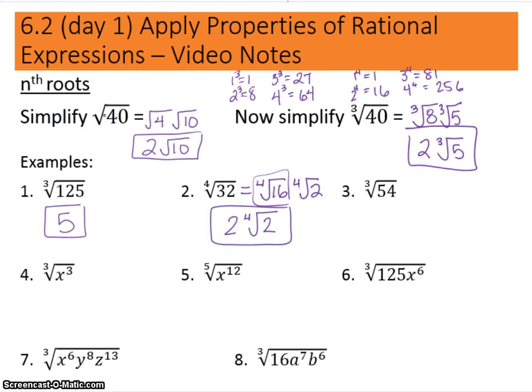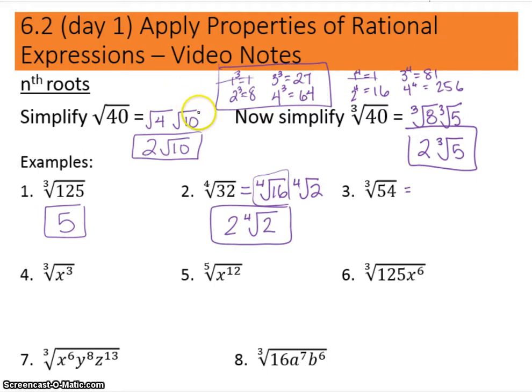Okay, what about the cube root of 54? Number 3, the cube root of 54. So we want a perfect cube, so we're looking at this set of numbers here. And we need to figure out, okay, what goes into 54? Is it 1? Well, 1 goes into everything, so we don't worry about our 1s. Is it 8? Is it 27? Is it 64? Well, it happens to be 27.